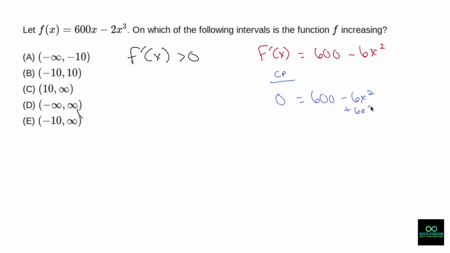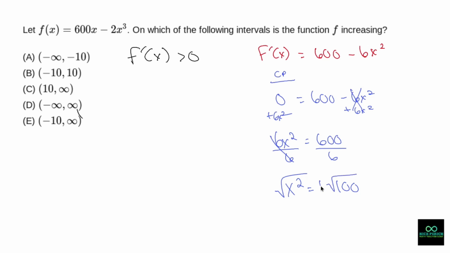Let's add 6x squared to both sides, cross you out. 6x squared is going to equal 600. Divide both sides by 6. X squared is going to equal 100. And in order to get x all by itself, we take the positive or negative square root of both sides, giving us critical points at positive or negative 10. So here are my critical points.